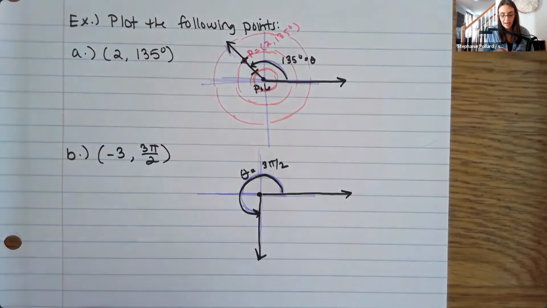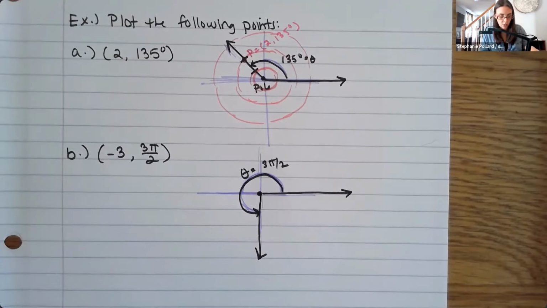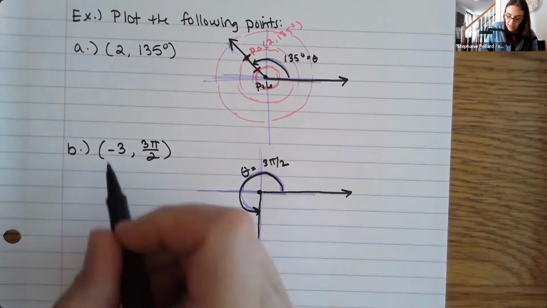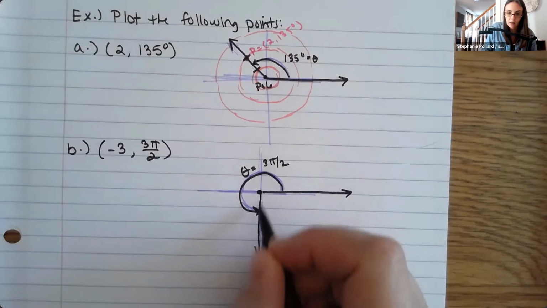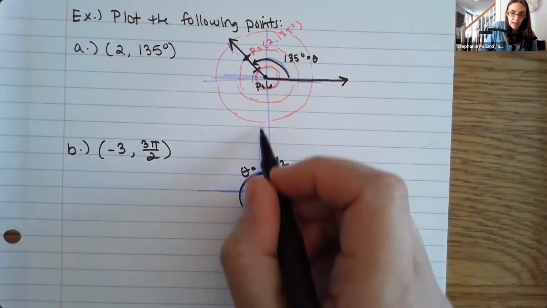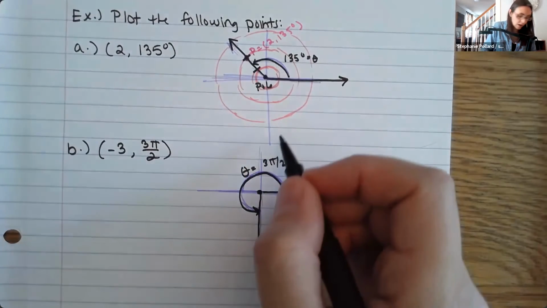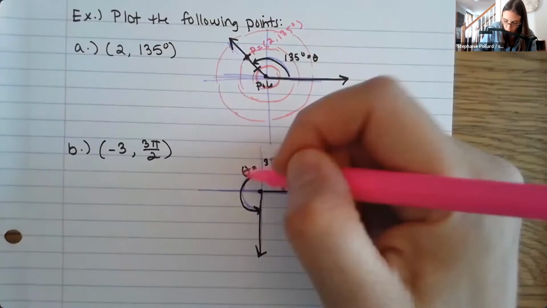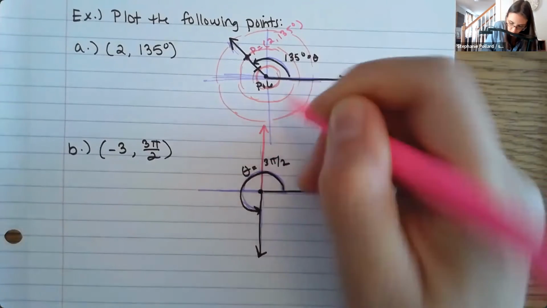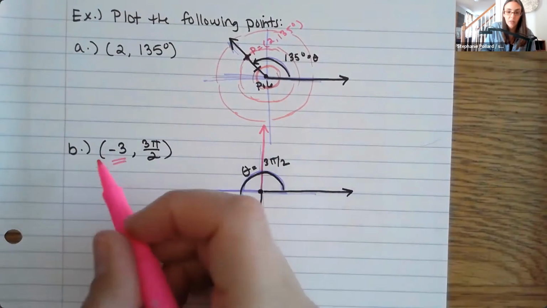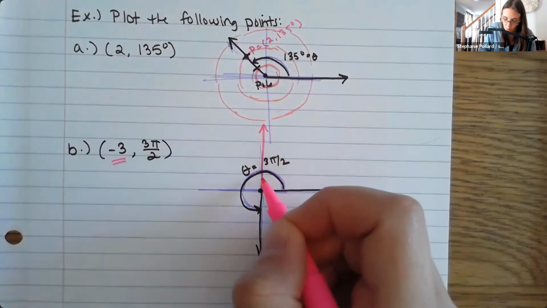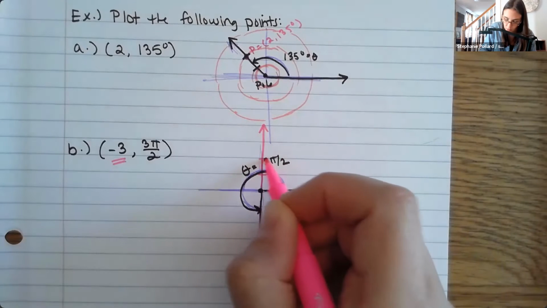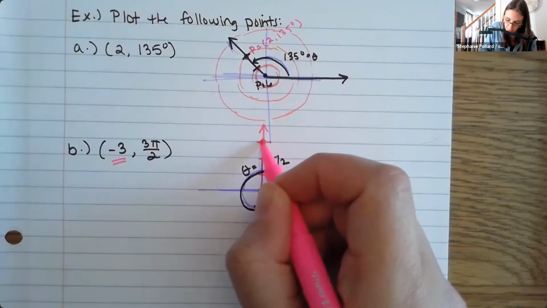Now we're looking at a -3. So you do want to be careful. Because the 3 is negative, we're not going to be on this side of the ray. We're going to go opposite that side. So we're actually coming up here instead. Again, because you have that negative, and we're going 3 units. So we'll use the lines here, 1, 2, 3. So my point would actually be right here.